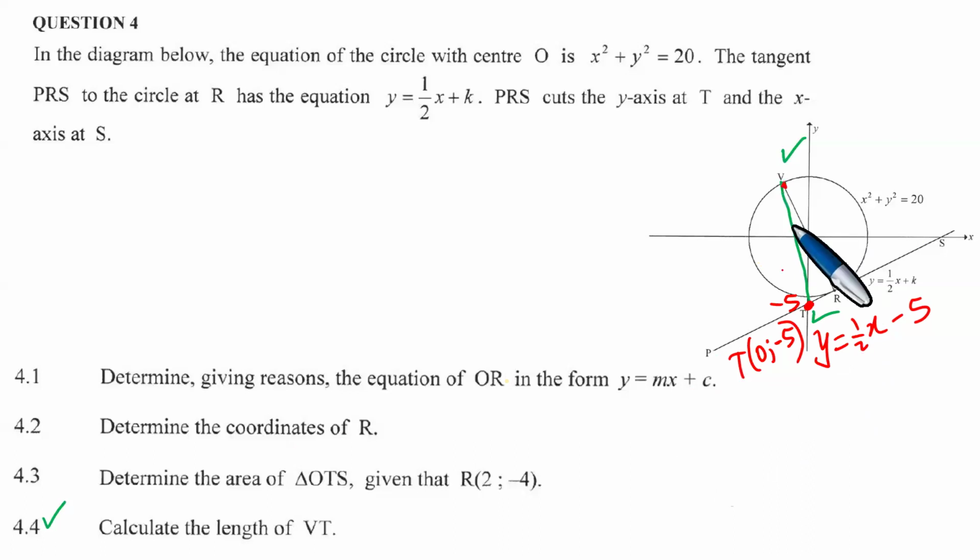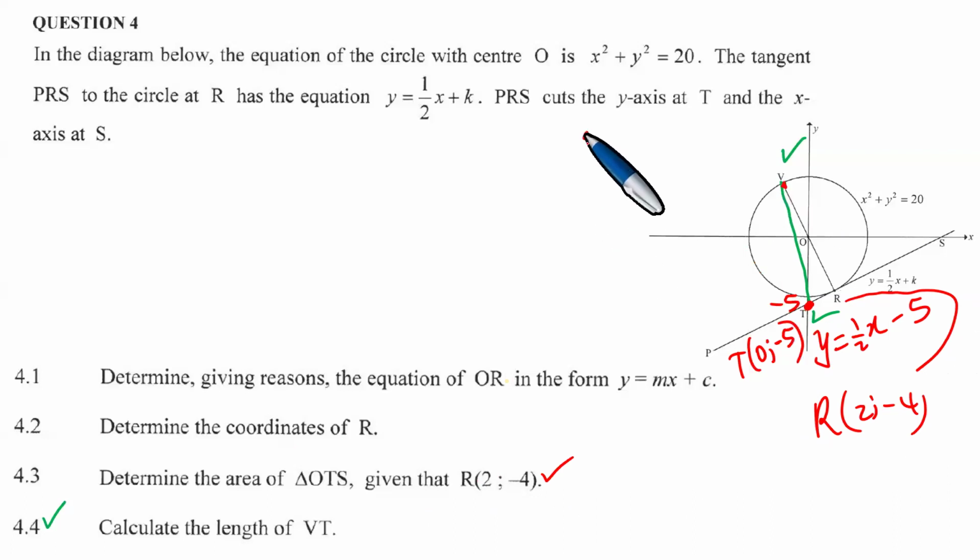But how do you find the coordinates of the point V? It is very straightforward because we already know something. What do we know? We already know the coordinates of, for instance, the point R. What are the coordinates of the point R? R has the coordinates 2 and -4.